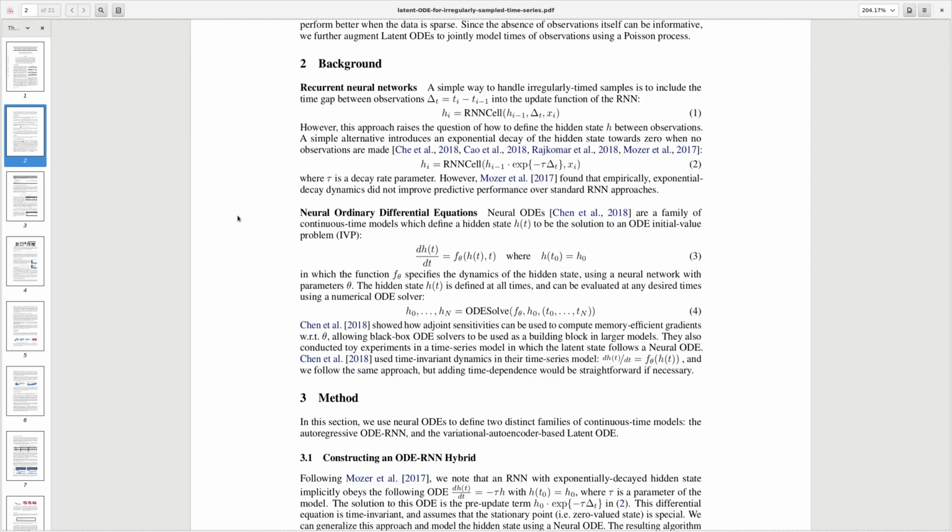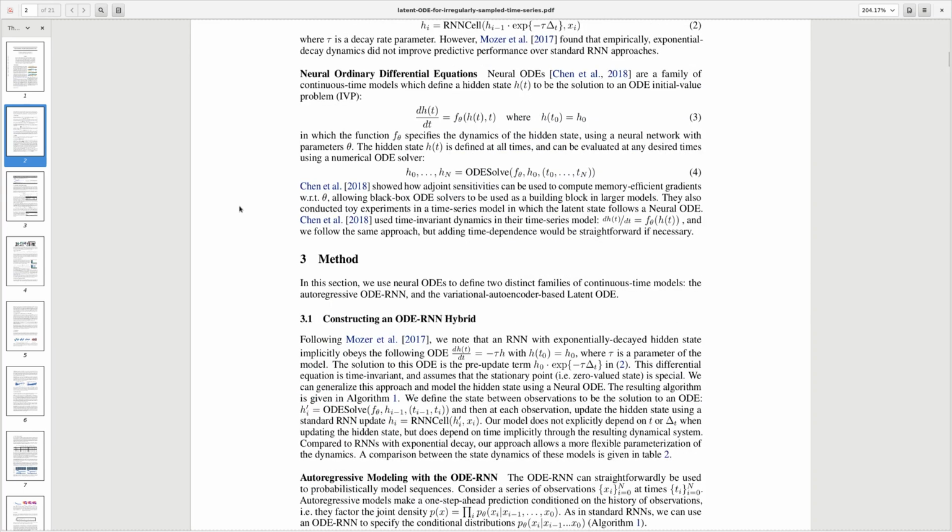So, background. Here they describe recurrent neural networks and neural ordinary differential equations. Neural ODEs, Chen et al. 2018, are a family of continuous time models which define a hidden state to be a solution of an ODE initial value problem. So there is the derivative of h with respect to t, dh/dt, equal to a function f of theta, which takes h(t) and t, where h at point t0 is h0, in which the function f theta specifies the dynamics of the hidden state using a neural network with parameters theta. The hidden state h(t) is defined at all times and can be evaluated at different times using an ODE solver.